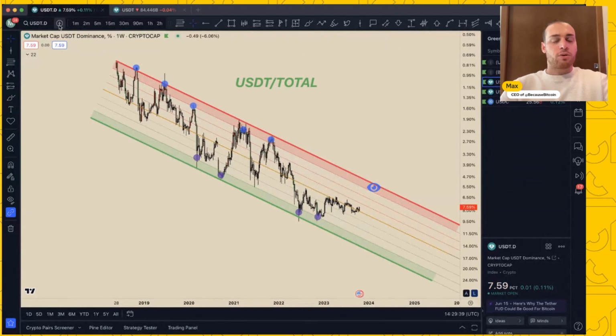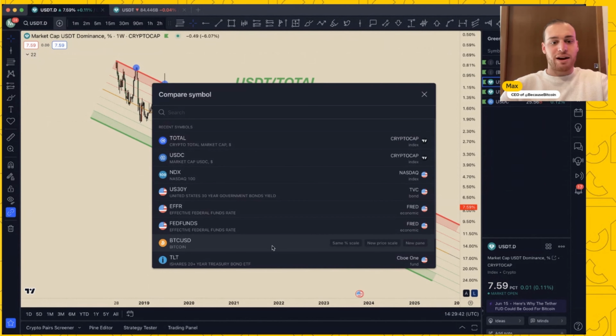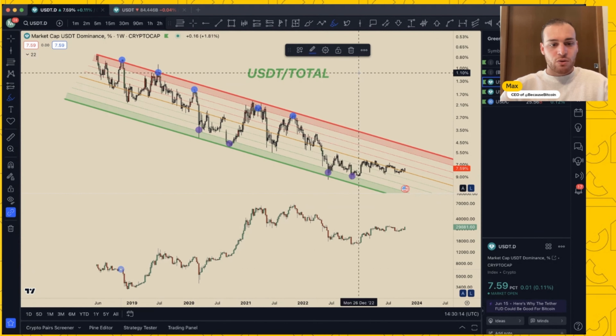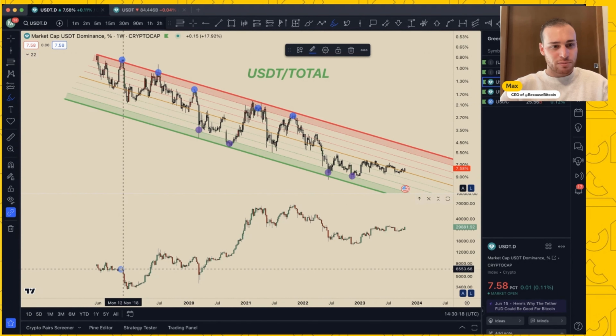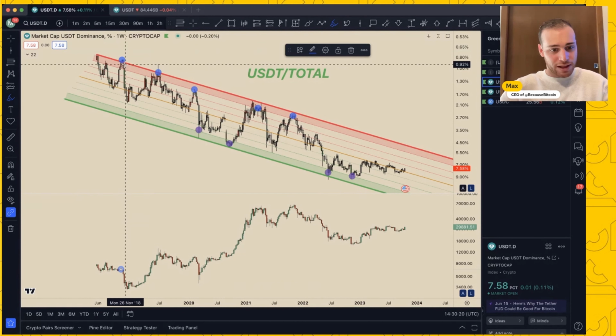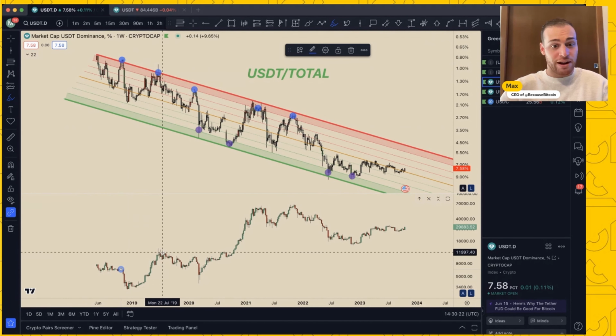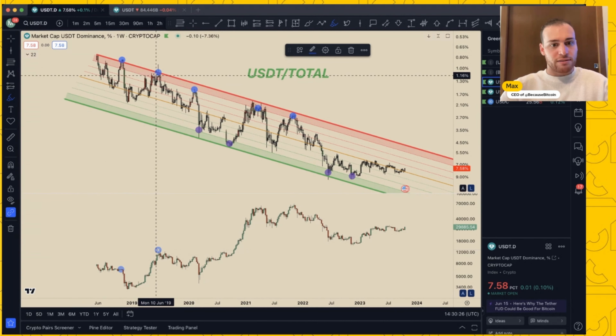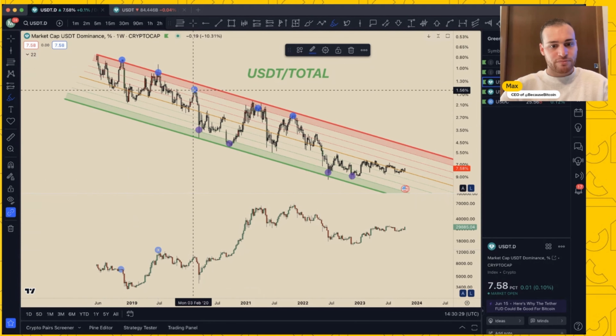So let's go through like we did the first time, and let's use Bitcoin. So we're going to go through and we're going to mark out these tops first here. All right, so this blue dot, we were at the sell it all line, the red line. You can see what happened after. Next, nice bear market rally, sell it all line. You can see what happened after.